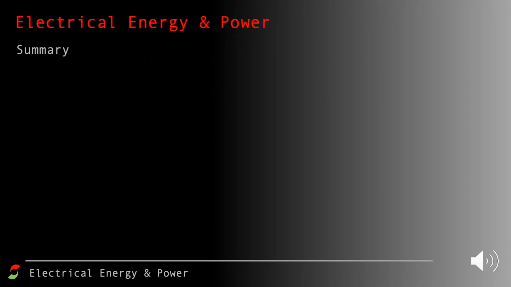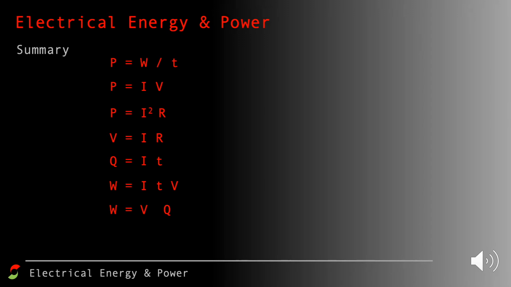So here's a summary then. Power is work over time. Power is also IV. Power is also I squared R. V equals IR, which is Ohm's law. Q equals IT, which is just the definition of current rearranged. Electrical work is ITV. Electrical work is also V times Q. So there's a summary of all of the equations that we've used so far in this short introductory video.